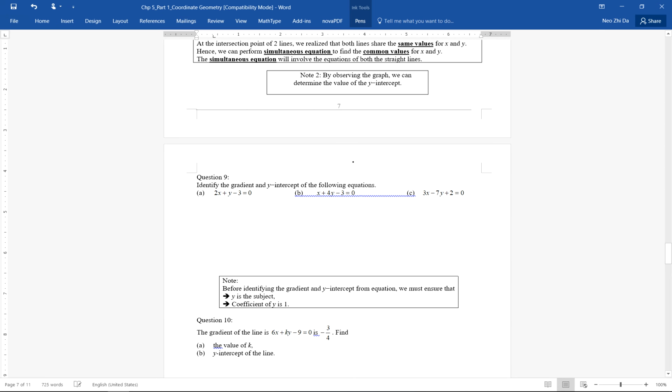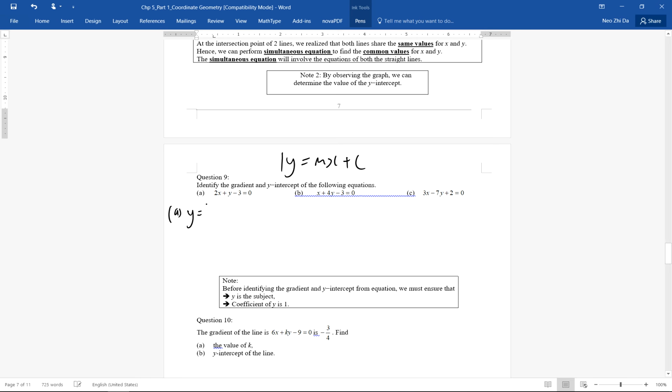Now next, question 9. Sometimes if the equation is provided, you need to be able to find the gradient and y-intercept by observing the equation. So recap, y equals mx plus c, whereby the coefficient of y is 1, positive 1, cannot be negative 1. The coefficient of x will be your gradient and the rest will be your y-intercept. So for this example, you do it by yourself. Pause the video first, do it by yourself, then once you finish, pay attention here.